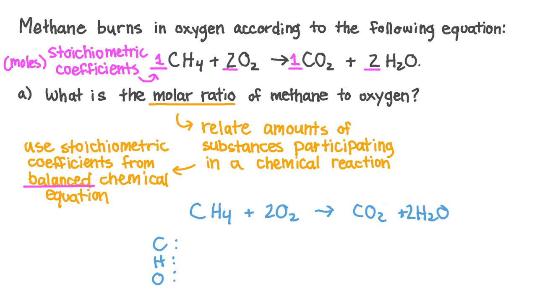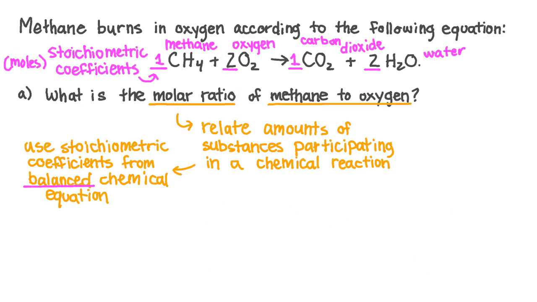So before we create our molar ratios, let's quickly ensure that our chemical equation is balanced. There is 1 carbon on each side of the equation, 4 hydrogens, and 4 oxygens. So our equation is balanced and good to go.